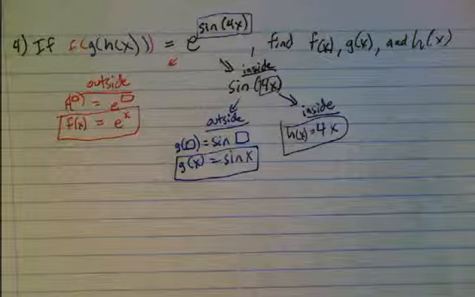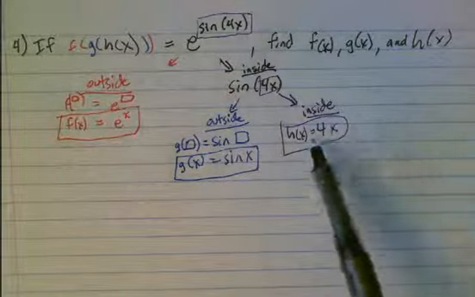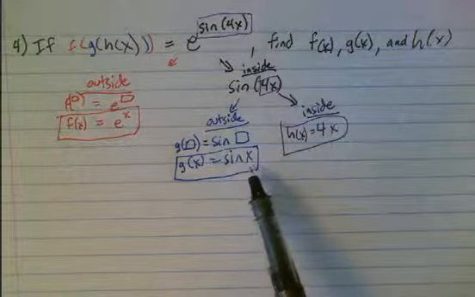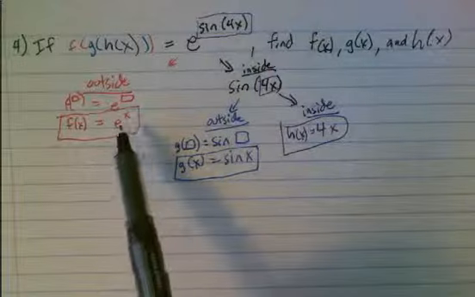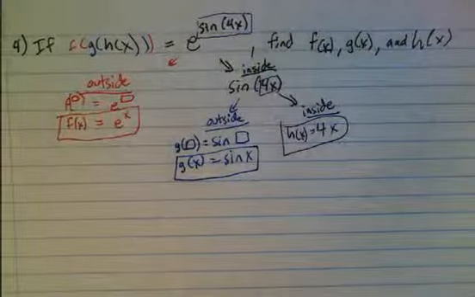If we were to go the other way and compose them all in, h of x would go into sine of x, so it would be sine of 4x. Sine of 4x would go into e to the x, so it would be e to the sine of 4x, which is what we started with.